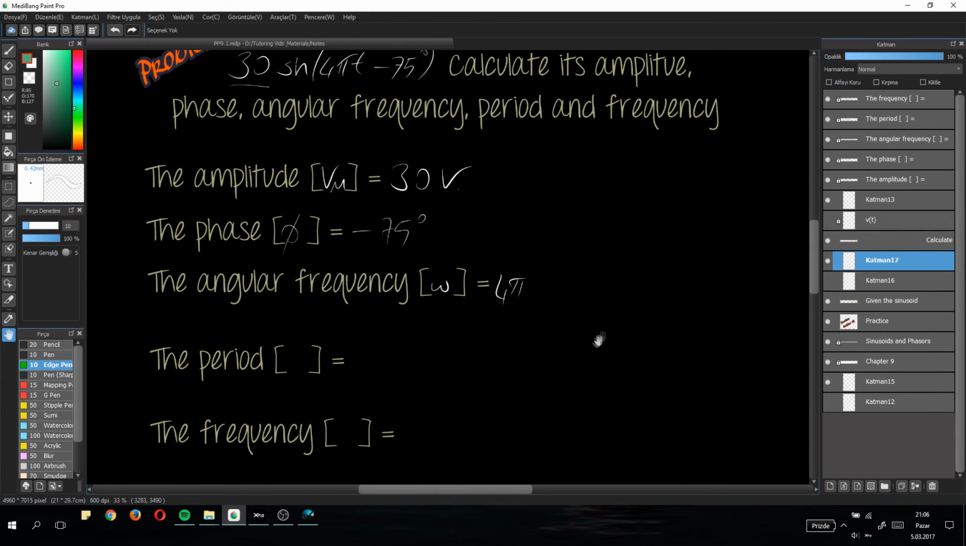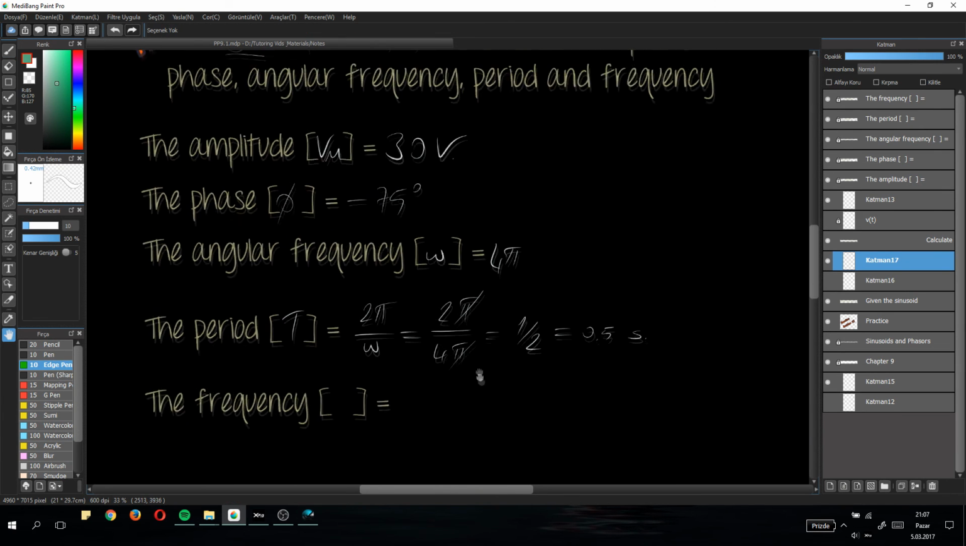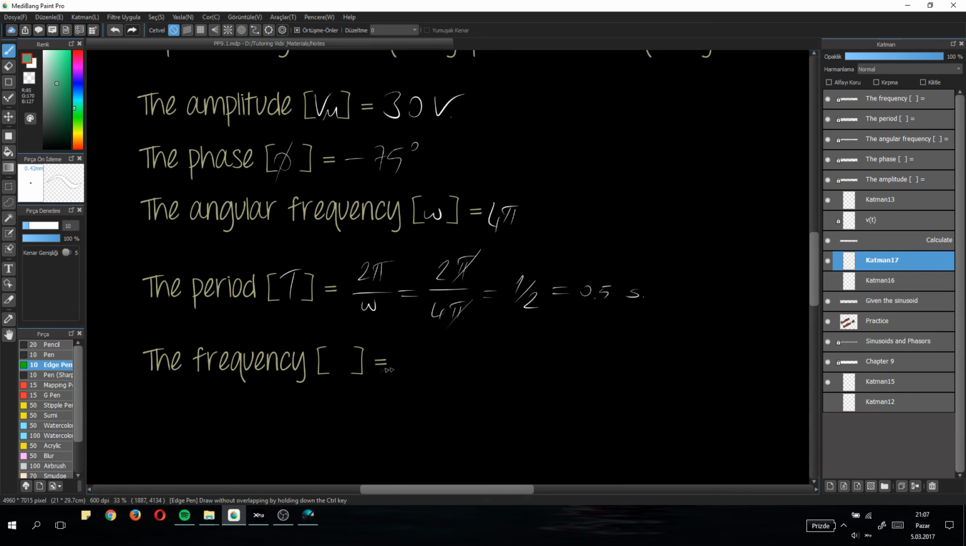Now we have to find the period. How we are going to find the period is actually quite simple. Applying the formula, T equals 2 pi divided by omega. It's really good to have 4 pi in the angular frequency, because dividing 2 pi by 4 pi makes the pi's cancel out, and we're going to be left with 1/2, or 0.5 if you will, and it's in seconds.